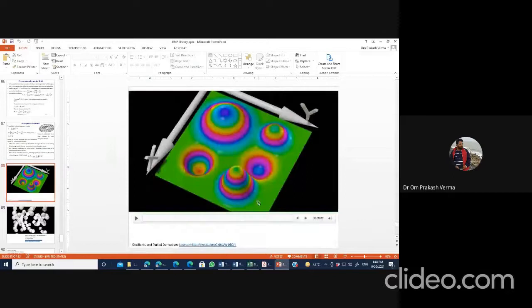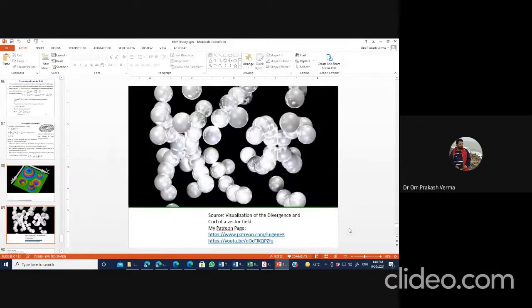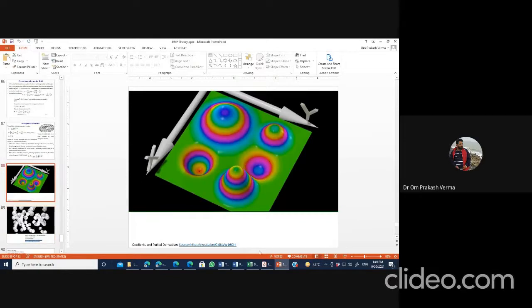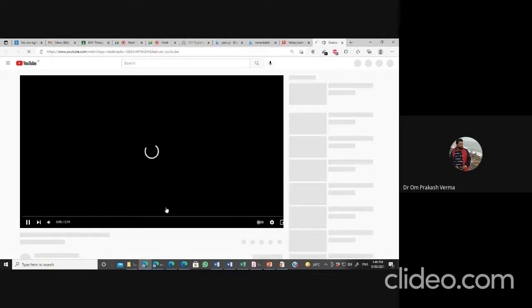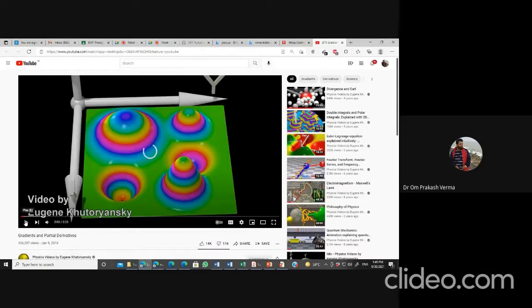and the curl. For that purpose, I have downloaded a video from YouTube, and the reference for this video is also given. The link is given here. Please just watch this video, because for 3D visualization it is very important to see. If you feel any problem, you may interrupt at any time. May I start the video?